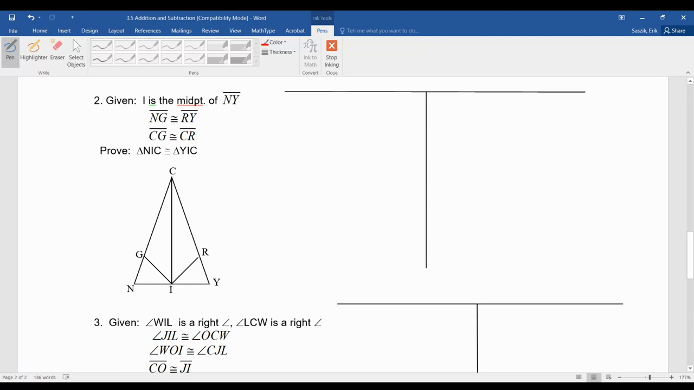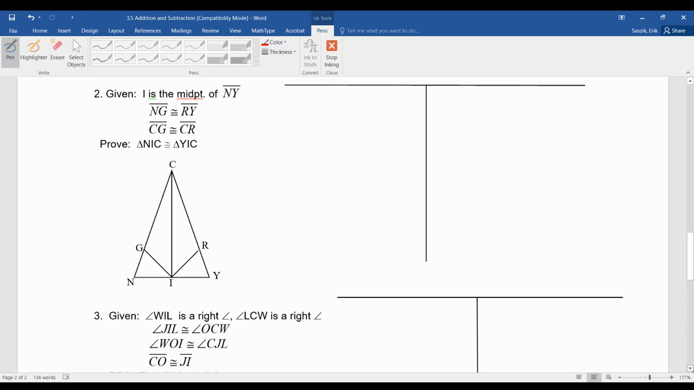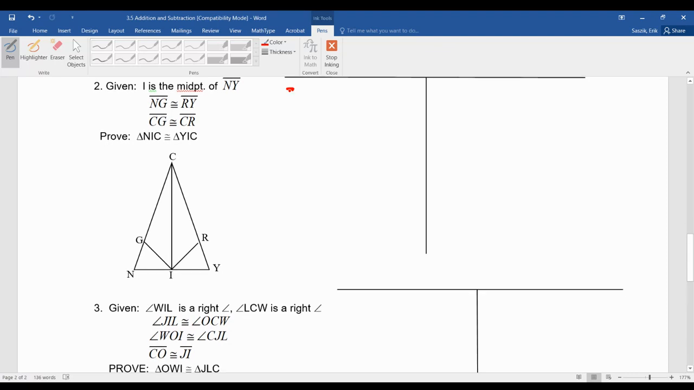Okay, so we got some more stuff here on the back. And I'm going to kind of talk through what I can. Start with step 2. I'm going to mark my diagram. NG congruent to RY, CG congruent to CR. Now, first thing, I got to be careful. I got to catch up to these tick marks. I got to say that NI is congruent to IY, and that's based on midpoint.